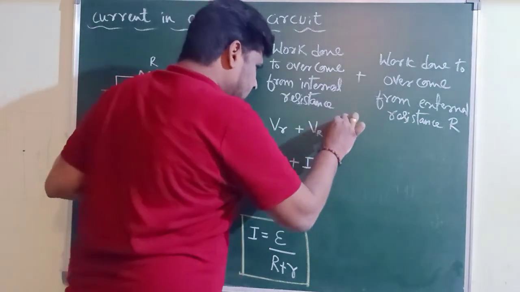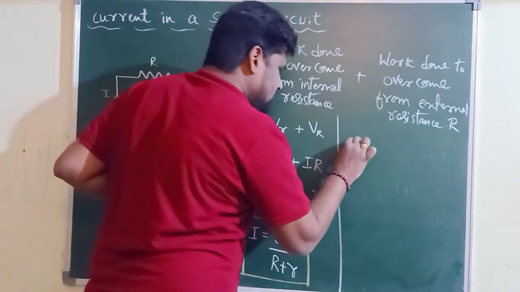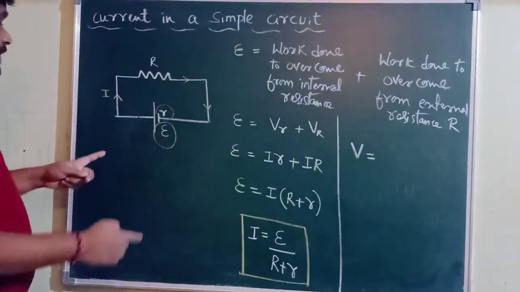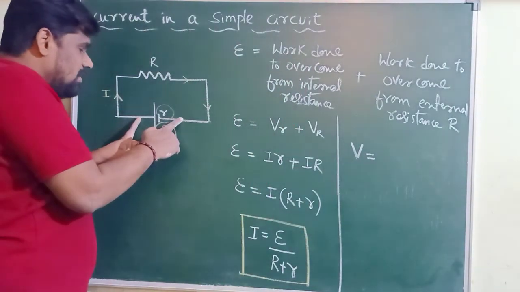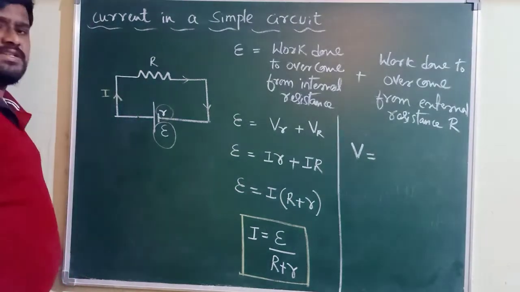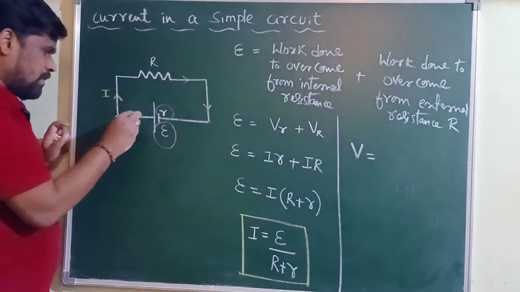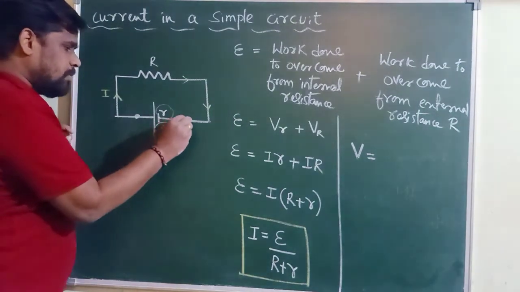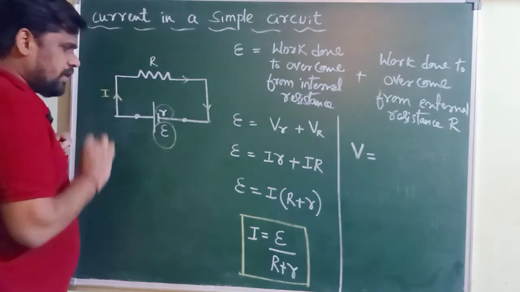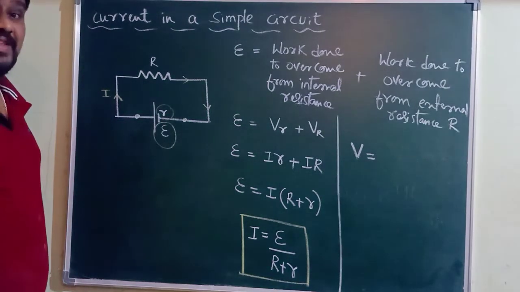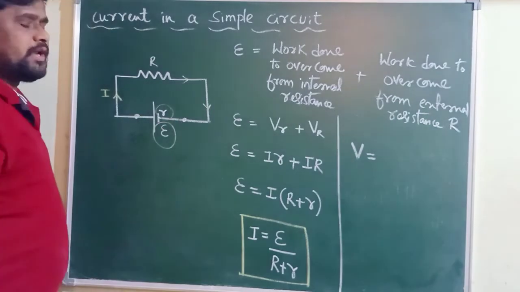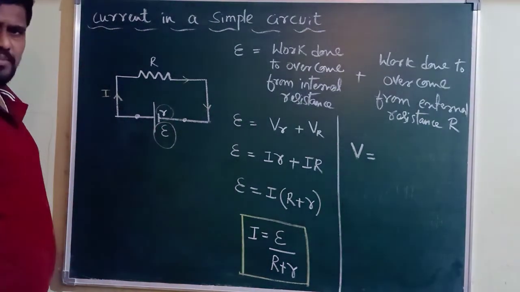Therefore, the terminal potential difference of a cell V is the potential difference across a cell when the cell is in a closed circuit. You measure the potential difference between these two terminals with the help of a device called a voltmeter. Definitely, that potential difference is called the terminal potential difference.